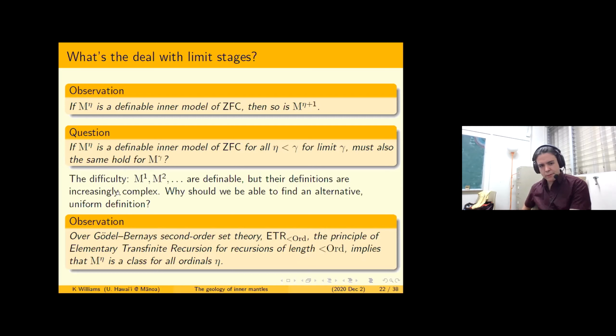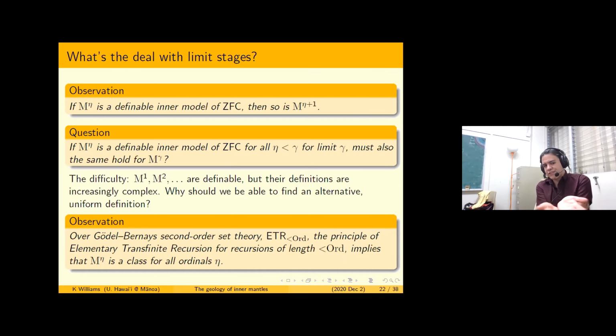And so maybe let me just make an observation. If you extend to a second order set theory, take classes as actual objects, then a strong enough principle is going to give you that M eta always exists. Specifically, if you allow elementary transfinite recursion, what does this say? If you define a class by transfinite recursion of first order properties, this class exists. For example, the Tarskian satisfaction class, you define this by recursion of height omega. And so ETR would say that truth predicates exist, for example.